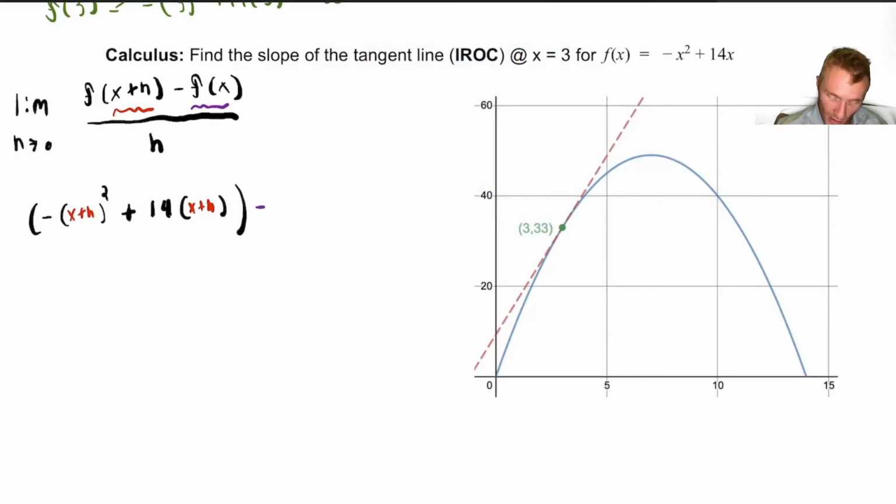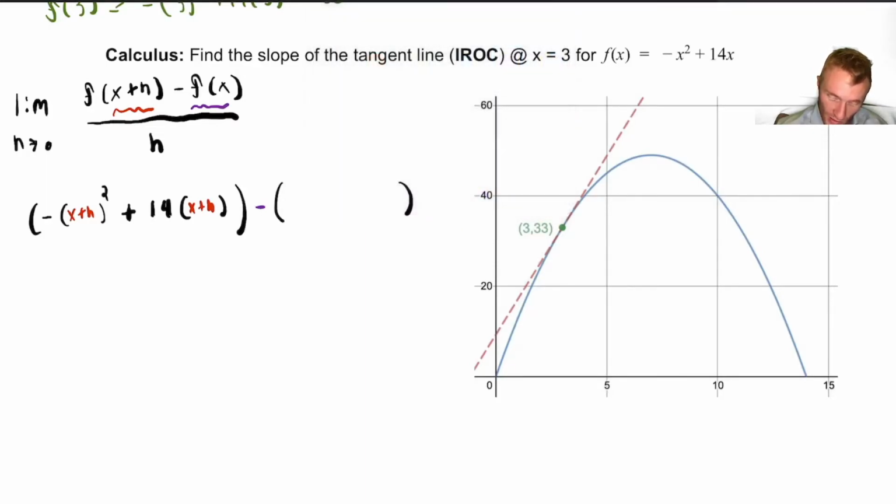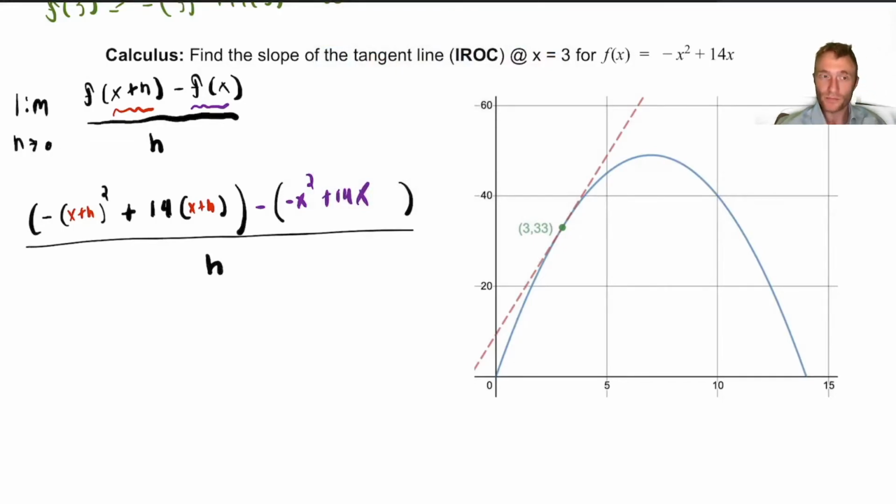So we're going to have minus a whole other parenthesis just to make sure we don't mess anything up here. Minus, now this is just f of x. It's negative x squared plus 14x. And all of this is going to be over h. Technically I should be writing this limit statement every time. All I'm doing is rearranging and rewriting this limit statement. So let's multiply this out.